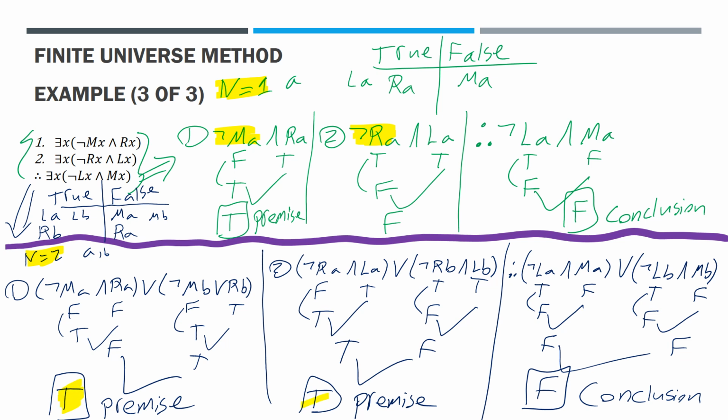We have a true premise, false conclusion. The only way that's possible is if the argument is invalid, thus the argument is invalid. If n equals 2, in this possible world, the argument is invalid. So in any possible world, the argument is invalid. Thus, our original argument is invalid.